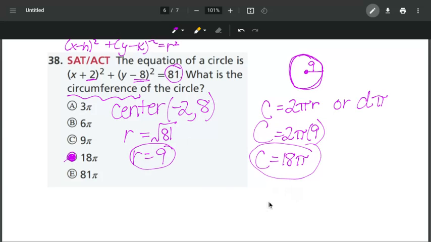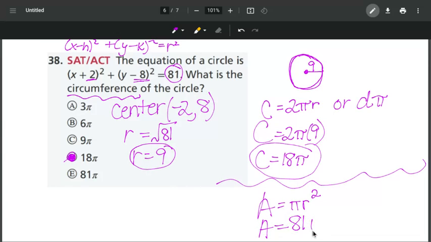They might also ask you about the area. Well, if you know the formula for the area, pi r squared, and you have the radius, you just substitute it in. So the area would be 81 pi, because you would substitute in 9 for r and get 81. So see why they have that? They're like, oh, maybe the student will think I'm asking for area whenever we were asked for circumference.